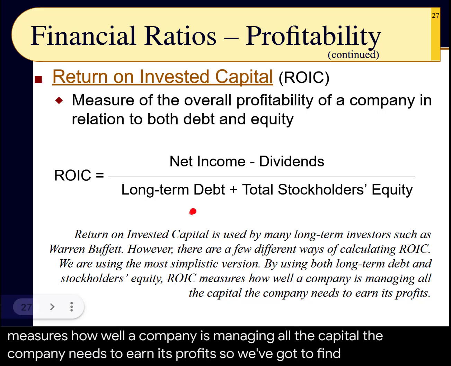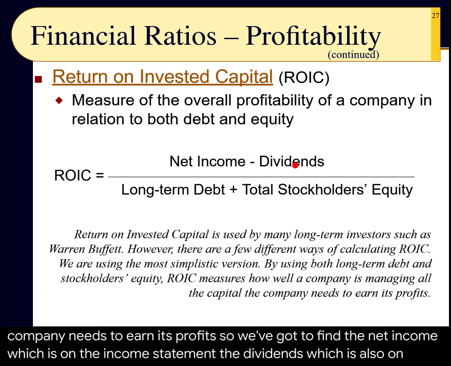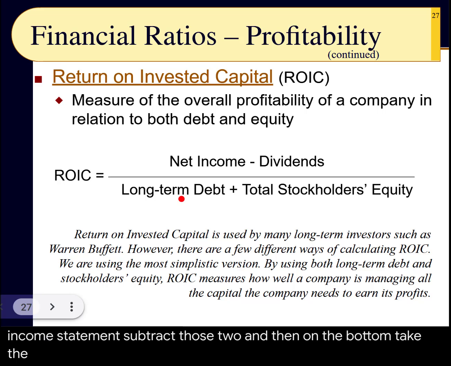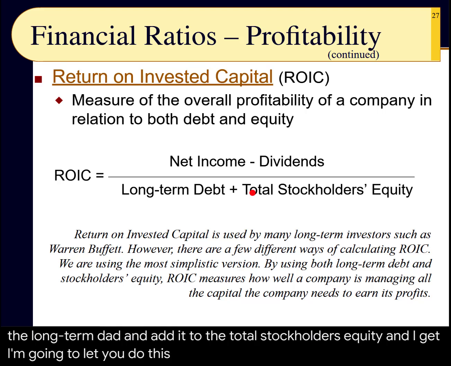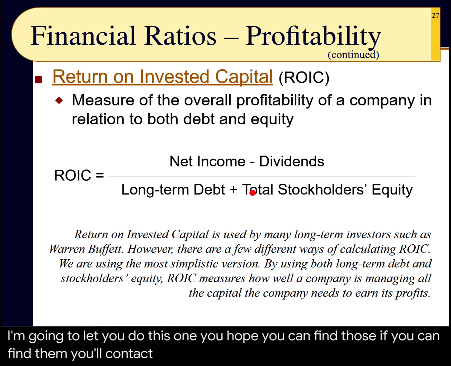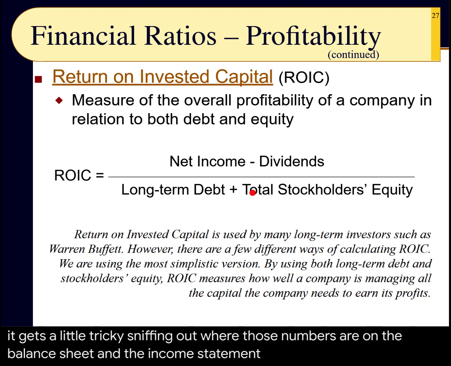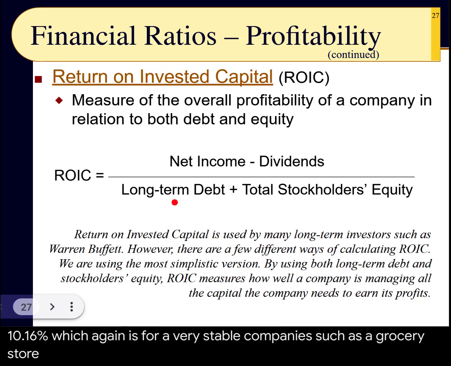So we've got to find the net income, which is on the income statement, the dividends, which is also on the income statement, subtract those two, and then on the bottom, take the long-term debt and add it to the total stockholders' equity. I'm going to let you do this one. You hope you can find those. If you can't find them, you'll contact me, of course. This is where it gets a little tricky, sniffing out where those numbers are on the balance sheet and the income statement. So I get a little over 10%, 10.16%, which again for a very stable company such as a grocery store, I think is a pretty decent return on invested capital.